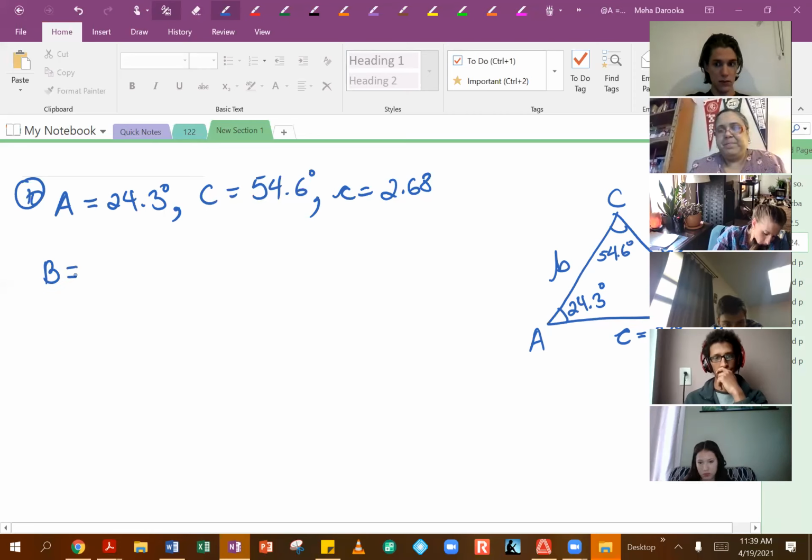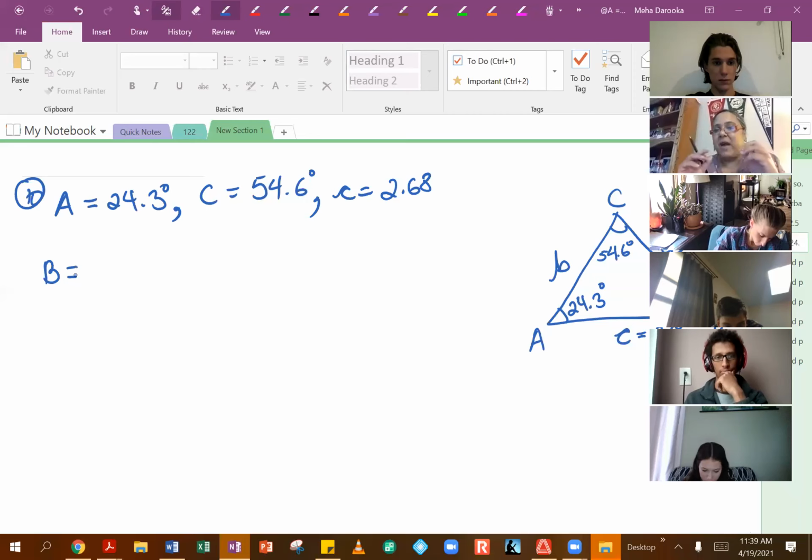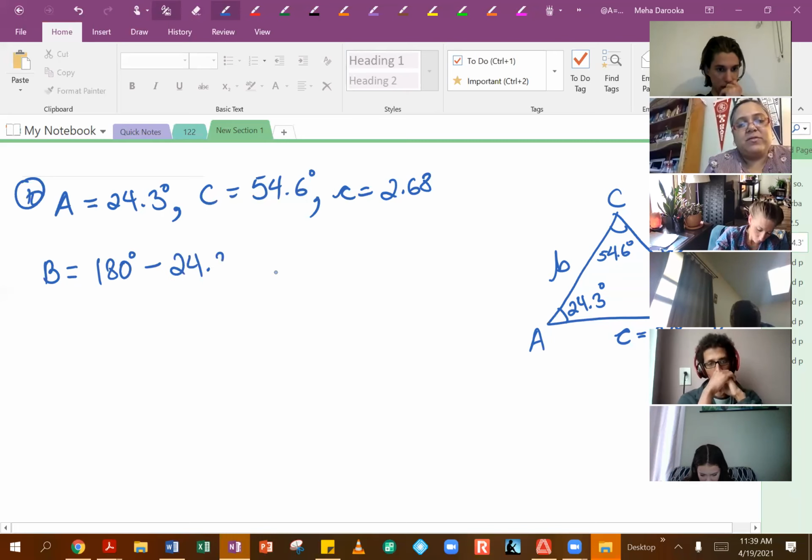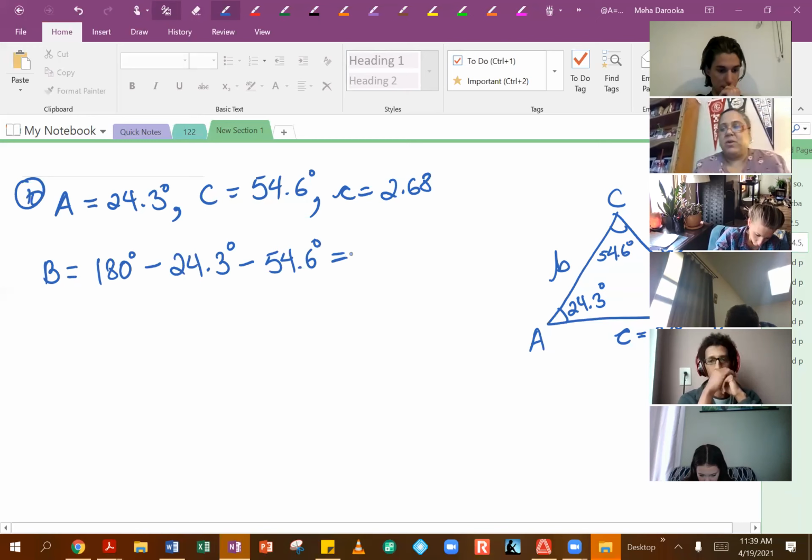Add up the angles already found and subtract 180. Yeah, very nice. So remember, all 3 angles, doesn't matter if you have a right triangle or an obtuse triangle, all your 3 angles are going to add up to 180 degrees. So basically you are going to be taking 180 degrees and subtracting the known angles from it. So 24.3 and then minus the 54.6. So what will your angle B come out to be?